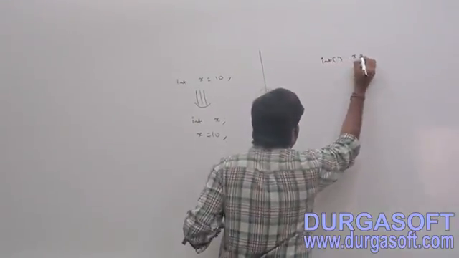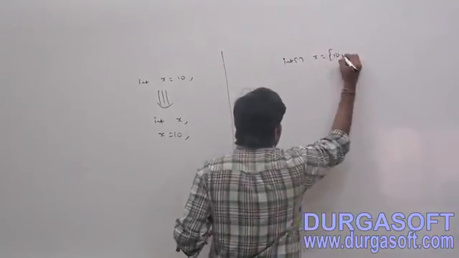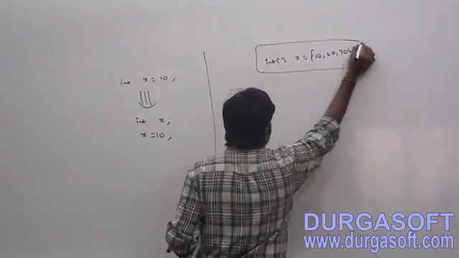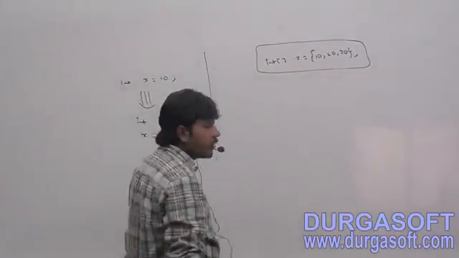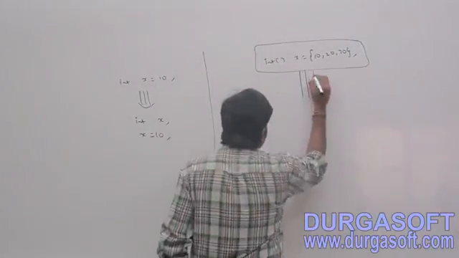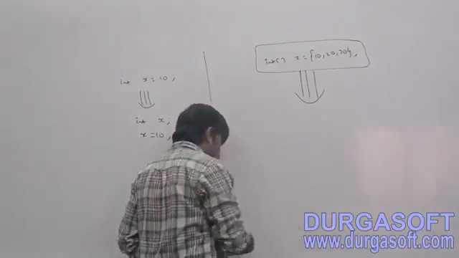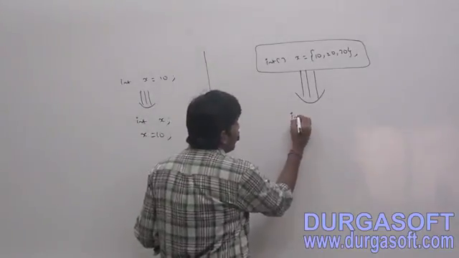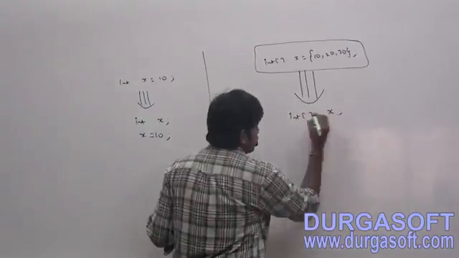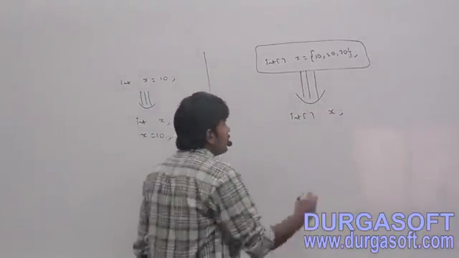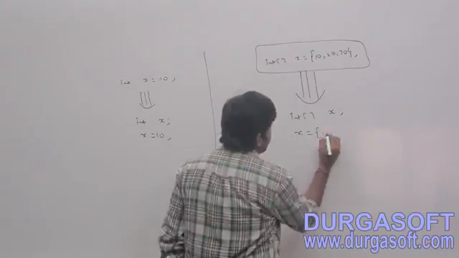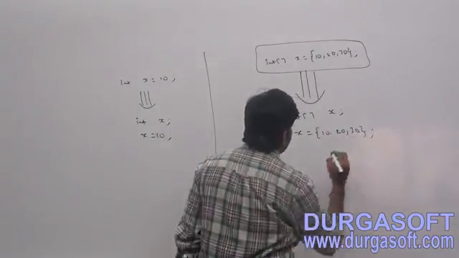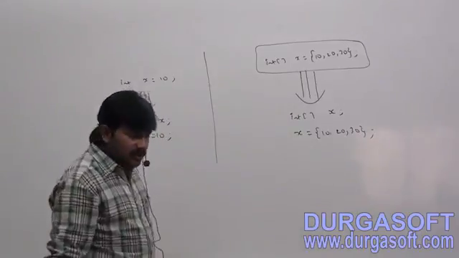Int array x = {10, 20, 30}. Sir, I want to divide this into multiple lines. First line: int array x. Second line: x = {10, 20, 30}. Can you tell, is it valid or invalid?